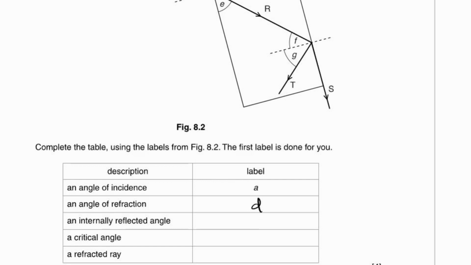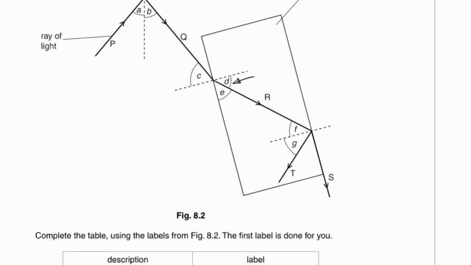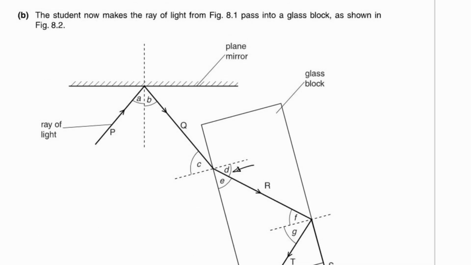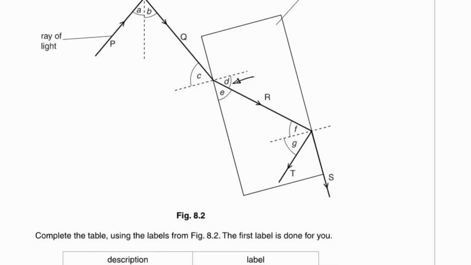Now, an internally reflected angle. So internally reflected, but the top's talking about a mirror. So it's not there. It has to be somewhere inside the glass block, and it's internally reflected. And if you look at this, it's being reflected at this point. That's the internal reflection.